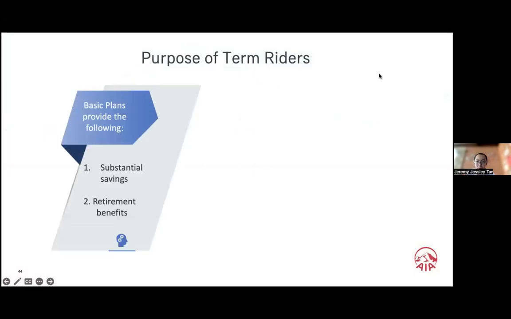So I've discussed the riders and the purpose of riders. Like I said, you have the basic plans. What basic plans provide are substantial savings and retirement benefits. Like in endowment, when the policy matures, you get retirement benefits. And you have savings, even in whole life and endowment, because you have maturity benefits.